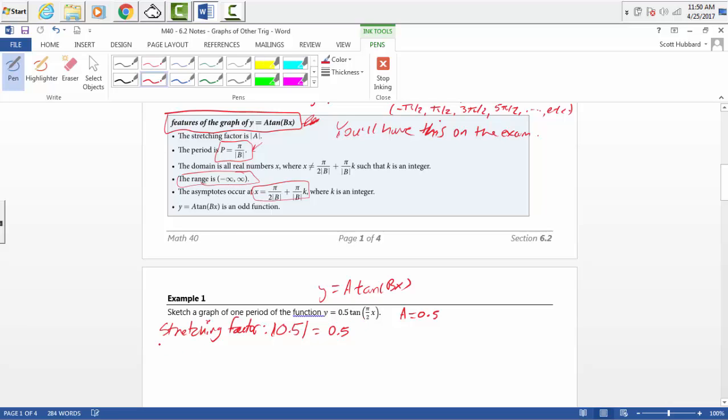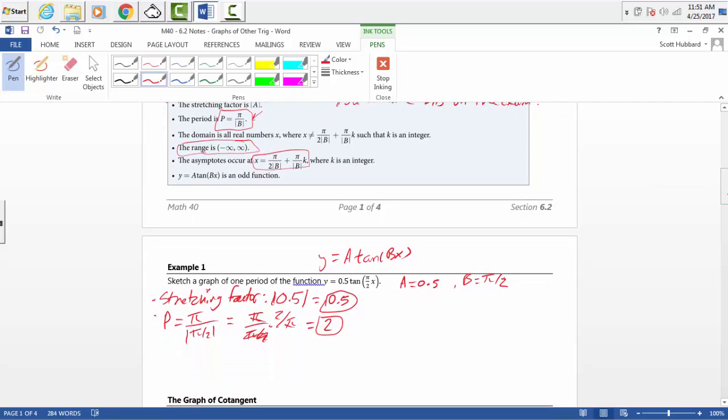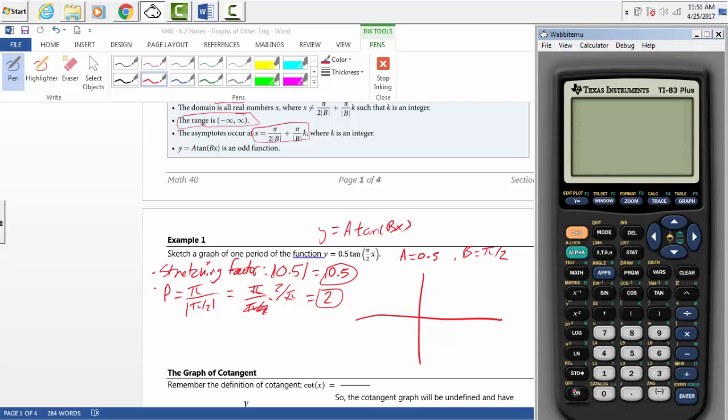You'll see the period is p equals pi over the absolute value of b. Here b was pi over 2, so it's pi divided by pi over 2, which becomes, when you multiply it up, 2 divided by pi, and the pi cancels, you get 2. So the period is 2. And the domain is going to be all these values. We only want to graph one period anyway, so let's take a look at our graph.